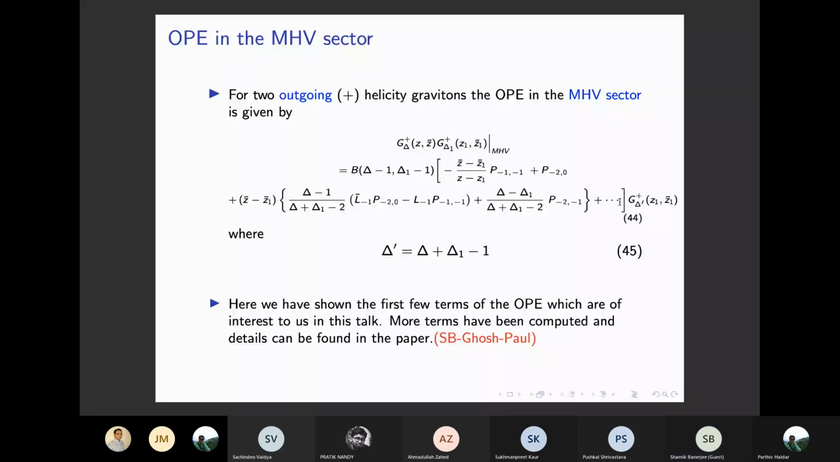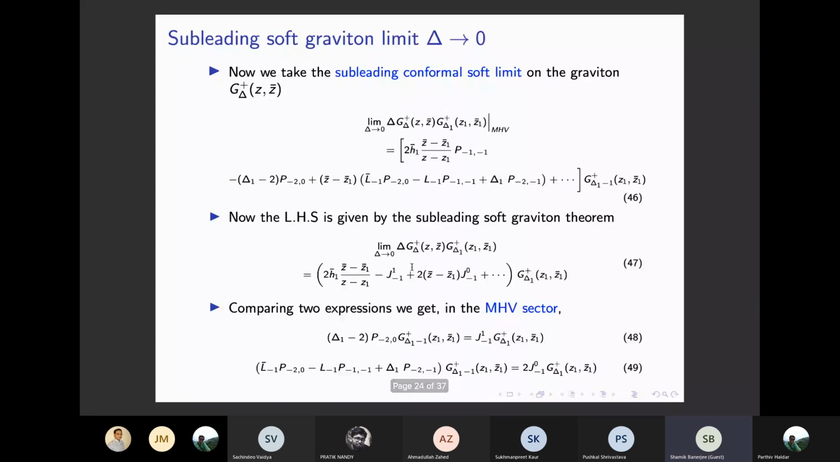So now we can see that we have written down all these descendants. This P minus 2 comma 0 acting on G plus delta is the first term. Here B is the beta function, and this is the super translation descendant, and we also have this. But now the interesting point is that all these descendants are not linearly independent. Now, how do we see that?